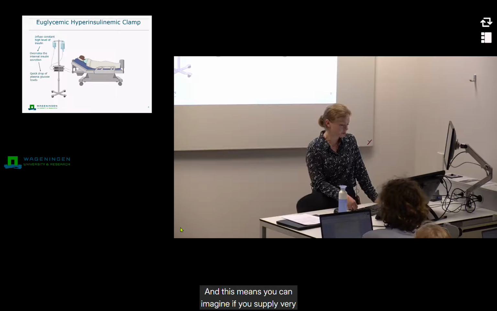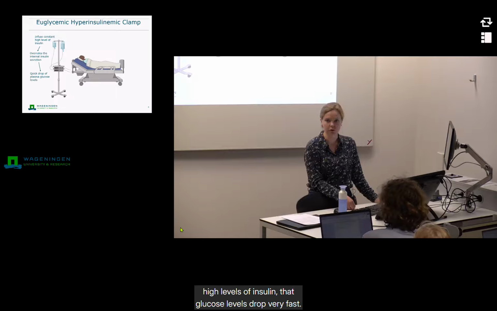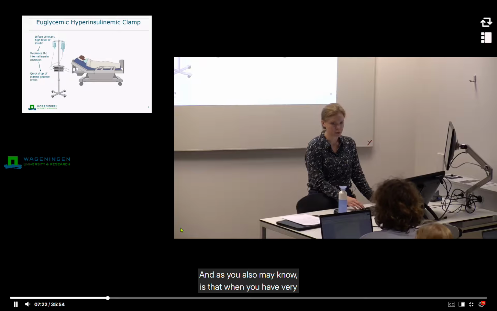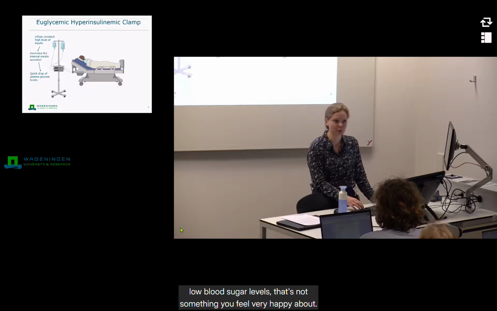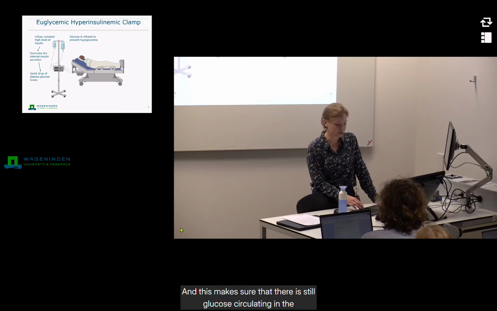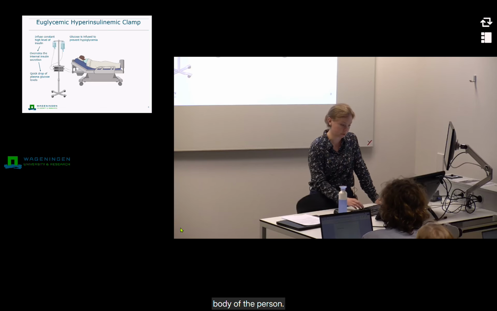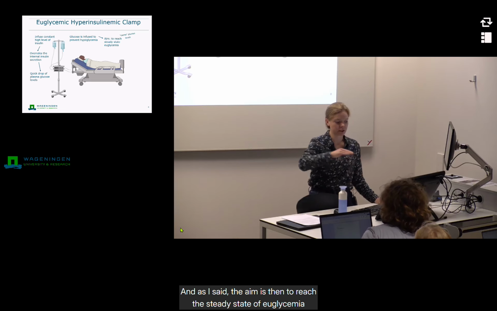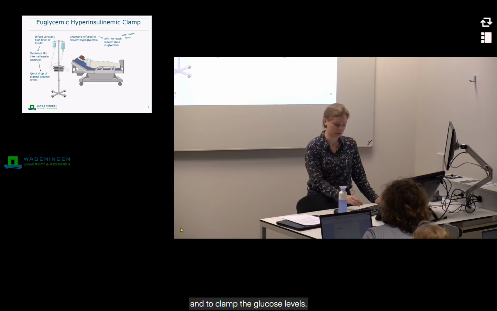And this means, you can imagine, if you supply very high levels of insulin, that glucose levels drop very fast. And as you also may know, when you have very low blood sugar levels, that's not something you feel very happy about. So to prevent severe hypoglycemia, we also infuse glucose. And this makes sure that there is still glucose circulating in the body of the person. And as I said, the aim is then to reach this steady state euglycemia and to clamp the glucose levels.